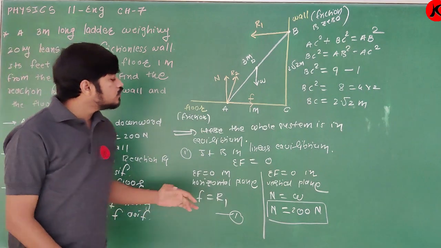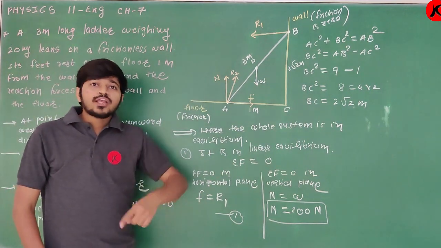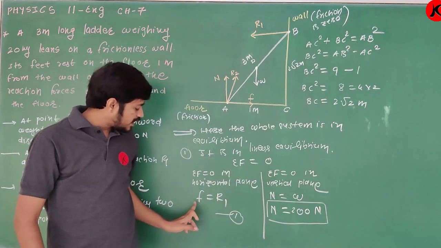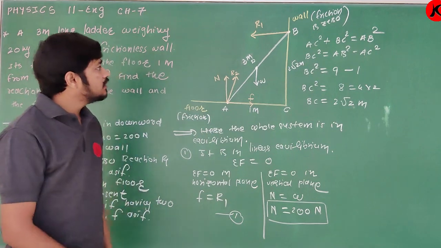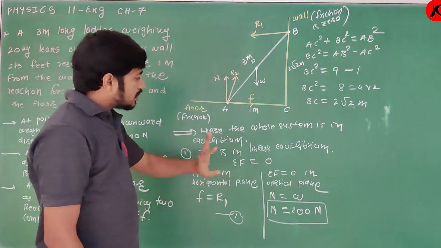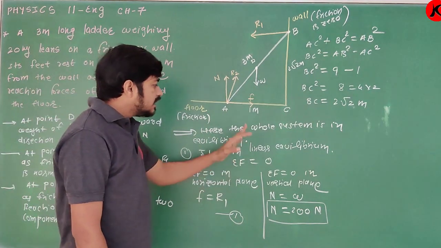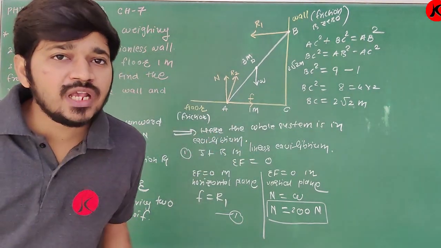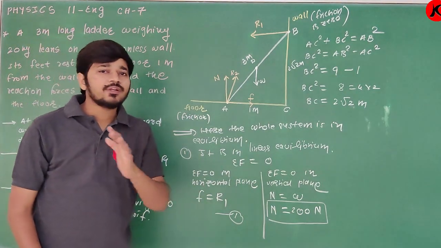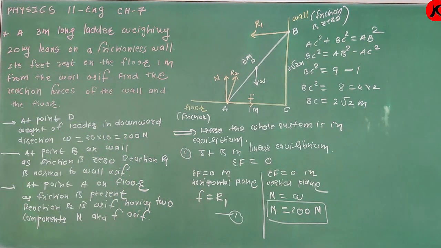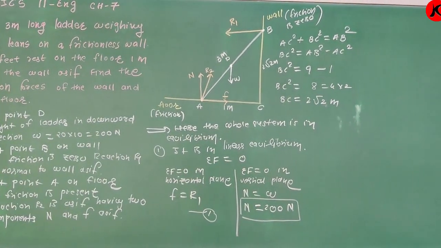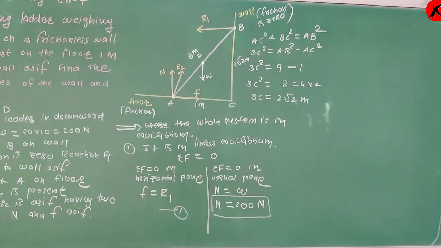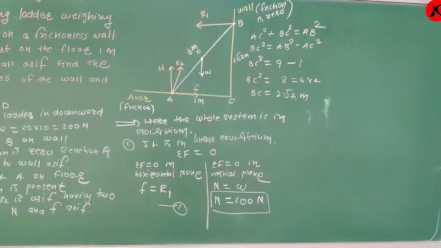See, we have to find R1 and R2. And to find both R1 and R2, first of all, we have to find F, that is friction force. Now, how to find this friction force? See, the first condition is used, which is linear equilibrium. Now, which condition do we have to use? Obviously, rotational equilibrium. Because as the whole system is in equilibrium, we can write both conditions: it is in linear equilibrium as well as in rotational equilibrium.